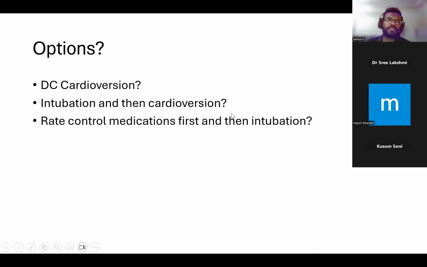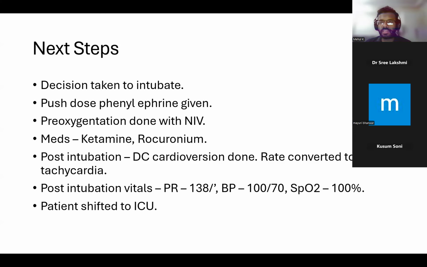In this particular case, whether it was right or not, you can debate, it was decided it would be safer to do whatever you want after securing the airway, because too many things were wrong to play around without securing the airway. Push dose phenylephrine was given, the patient was pre-oxygenated with an IV in, and medications for intubation were ketamine and rocuronium.